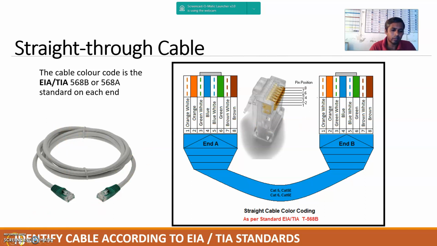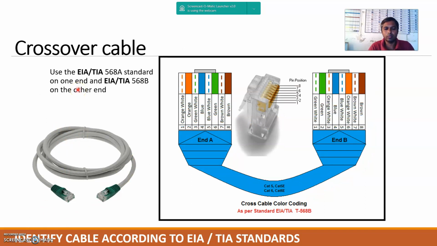The second cable we create is the crossover cable. The crossover cable uses different standards: one side is 568A, the other side uses 568B. One side is B, the other side A.